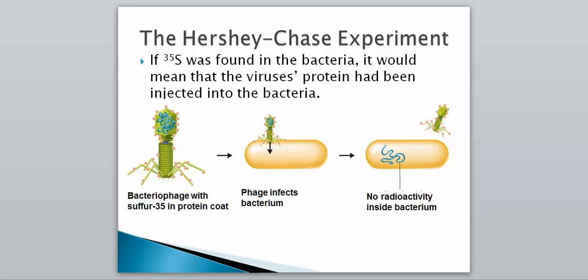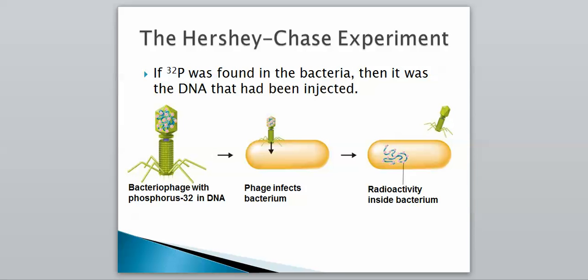If sulfur was found in the bacteria, it would mean that the virus's protein had been injected into the bacteria. You can see all those little pink dots, that's all the sulfur connected to the protein. And the phosphorus is connected to the DNA. Again, it looks like a spaceship there on the left, and you can see all the pink dots are now on our DNA, which is on the inside, and therefore it is marked, and that would mean there would be high amounts of phosphorus if our bacteria was infected with DNA.